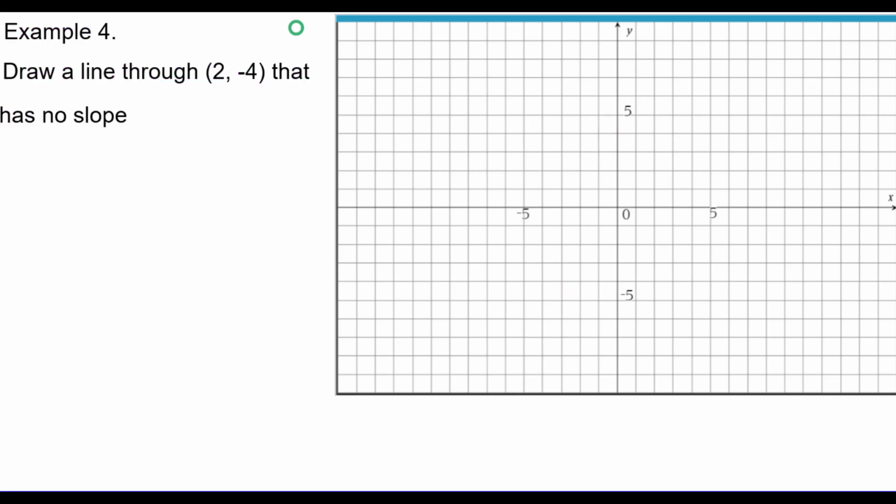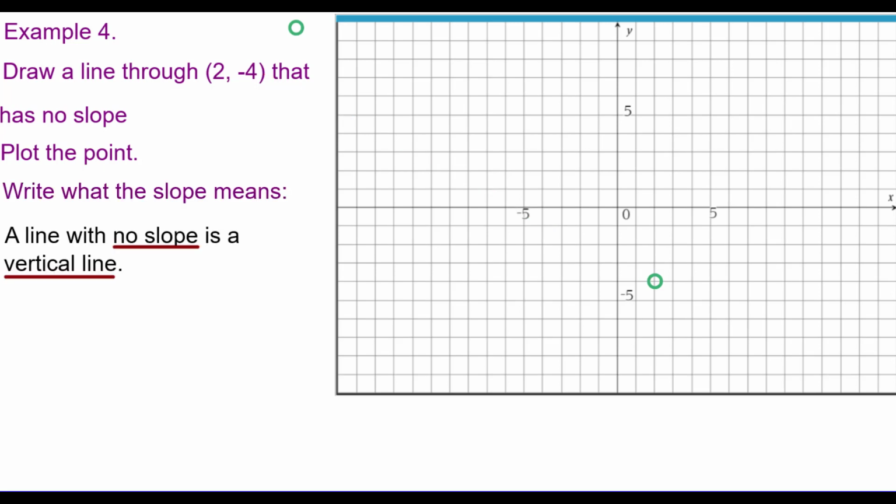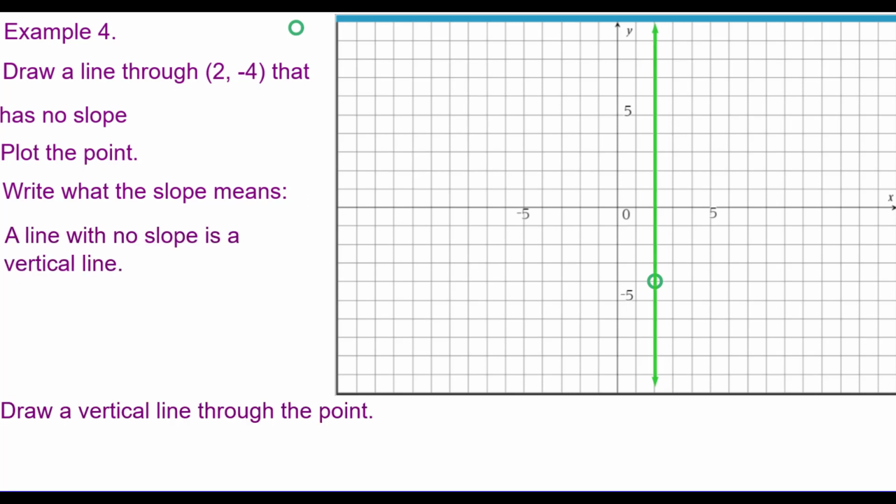Example 4, draw a line through 2, -4 that has no slope. Plot the point 2, -4, and write what the slope means. Well, in this case, a line with no slope, we know that's a vertical line. So we'll just go ahead and draw a vertical line through this point.